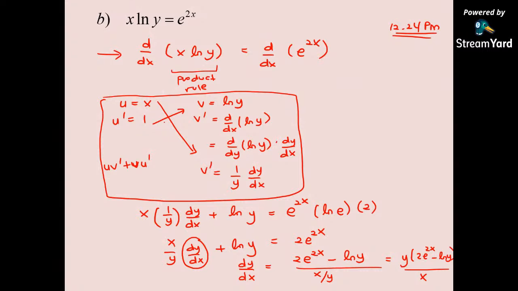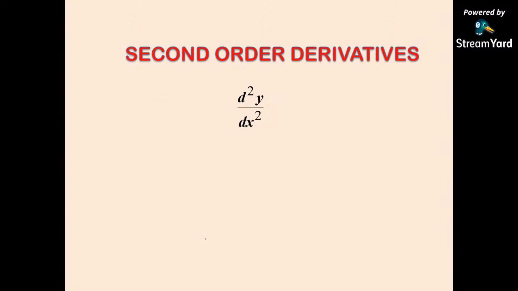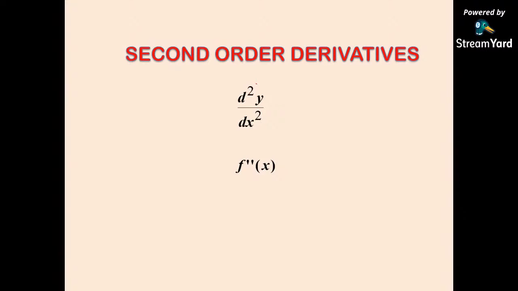Normally for me, I find it much easier because I can see whether I'm differentiating with respect to x or if I'm differentiating with respect to y. Okay, now let us go to the next one. So the second order derivative. So now we want to find d2y over dx square or f double prime of x. So that is the second order.